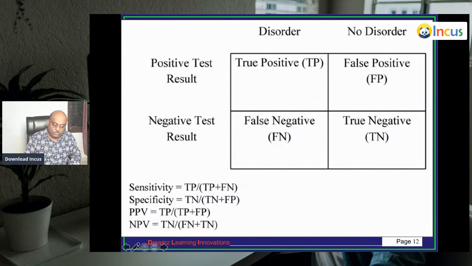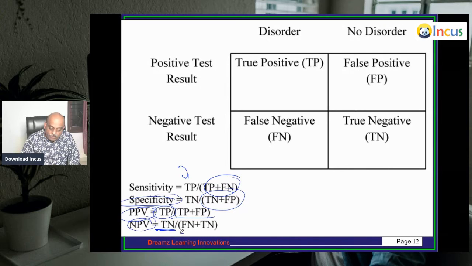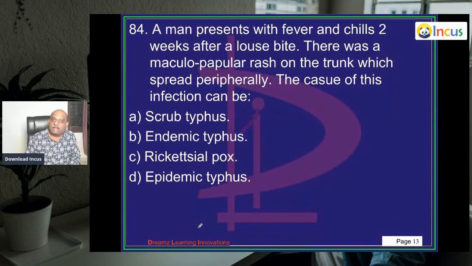You should know to draw the 2x2 table. Then sensitivity is true positives by true positives plus false negatives. Specificity is true negatives by true negatives plus false positives. Positive predictive value is true positives by all positives. Negative predictive value is true negatives by all negatives. However many times you read, the point is the same, and you should remember this.